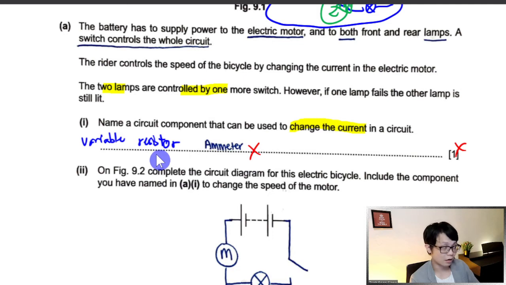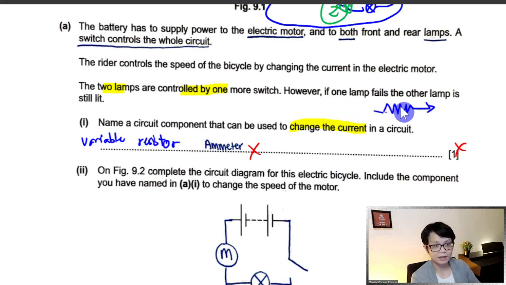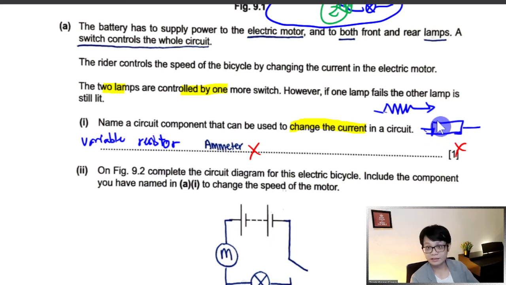It depends on the symbol, it will be like this. Usually it's like this. Depending on which is the symbol, because sometimes you need to draw it. Sorry, this one also can, but in IGCSE usually they do this. Sometimes they have two symbols. Sometimes I don't know which symbol we want to use. Or this one is the resistor.